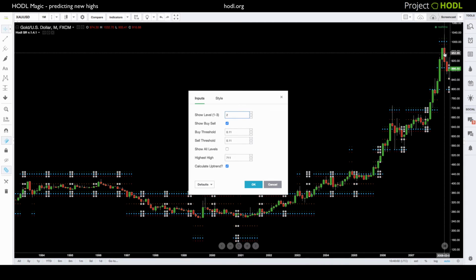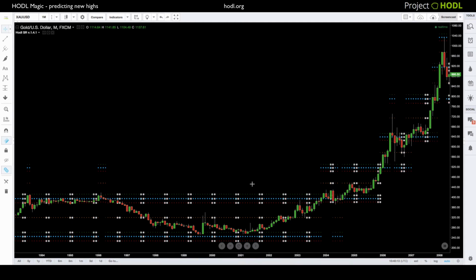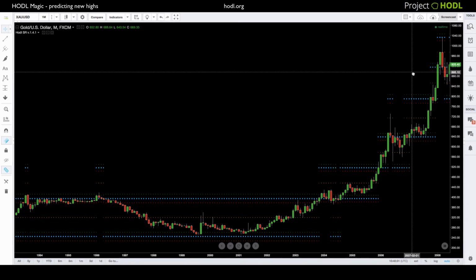So the new value is 1032.70, and let's just redraw the levels. Now the levels before this highest high are not drawn correctly, and you can't backtest and depend on them. They're wrong. So let's move further here.